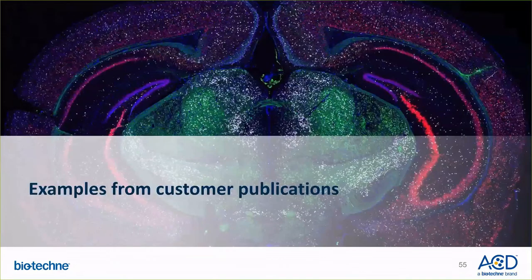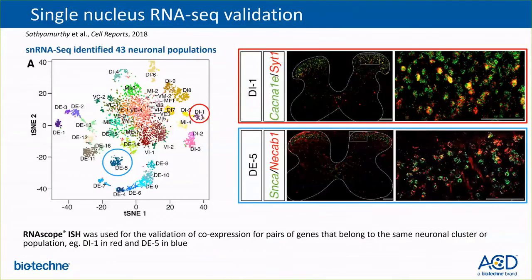Next, I'll share with you some published customer data. Here is an example where the authors developed an atlas of adult mouse spinal cord cell types and molecularly characterized 43 neuronal subpopulations that can be used to identify activated populations following behavior. So they used our RNAscope technology to validate co-expression of pairs of genes that belong to one cluster or population as identified from their RNA-seq data, as shown on the left.